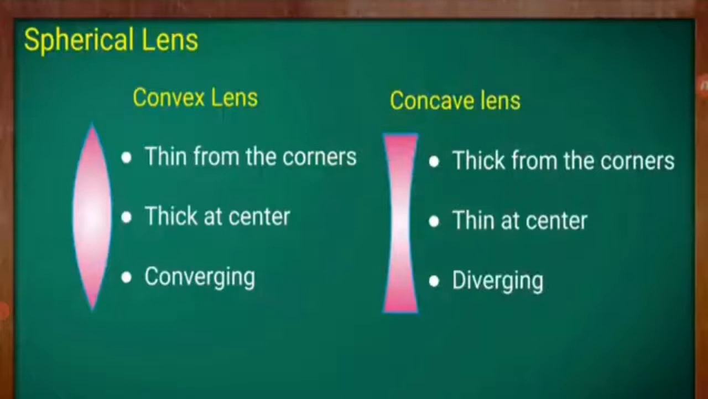After refraction it is going to converge all the light rays at one point, therefore it is called a converging lens. If you observe the convex lens here, you can observe that it is thin at the corners and thicker at the center. And coming to the concave lens, that is the biconcave lens, it is thicker at the corners, just observe the corners, and thinner at the center, and it is called a diverging lens because after refraction it is going to diverge the light rays into different angles, so that's why it is called a diverging lens.